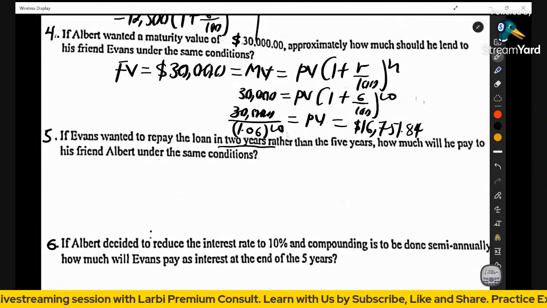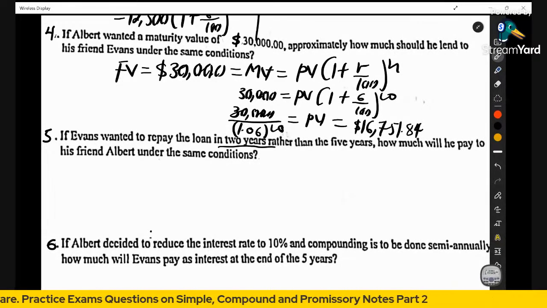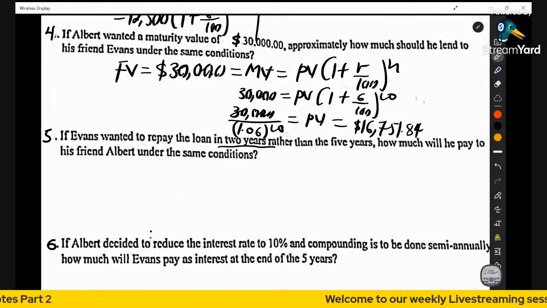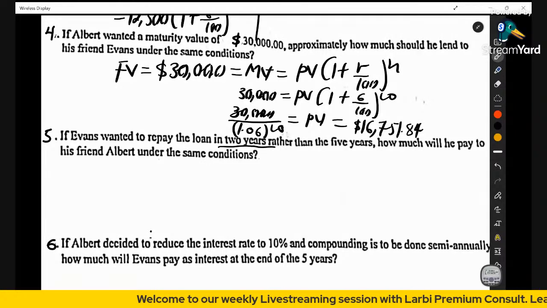Okay, so this is what we're going to do. If Evans wants to repay the loan in 2 years rather than 5 years, how much will he pay to his friend Albert under the same? So under the same condition, there's a change in time, right? So this means it's going to affect our number of times. It's only the number of times and the time going to be affected.